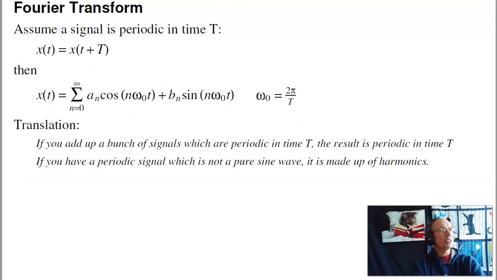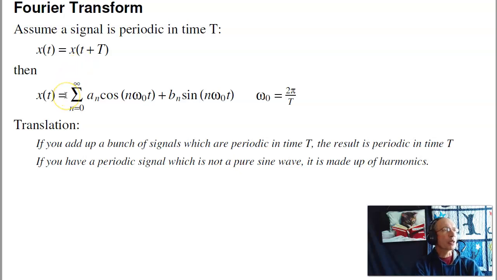So the first step with using Fourier transform is given a signal, convert it to a bunch of sine waves. What the Fourier transform says is that if my signal is periodic, that's what this says, x of t plus the period is x of t, so the signal just repeats over and over again. If that's true, then your signal could be expressed in terms of cosines and sine waves, where each one is a harmonic of the fundamental.